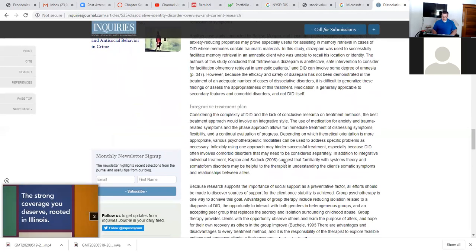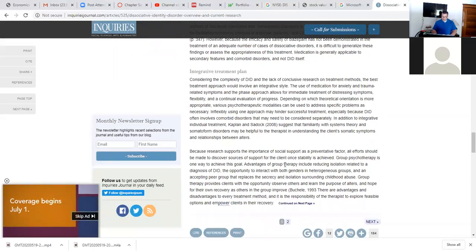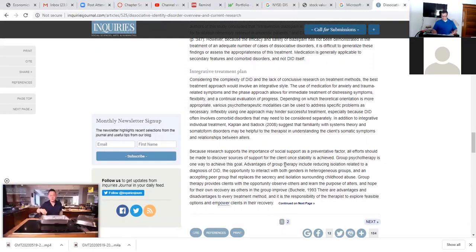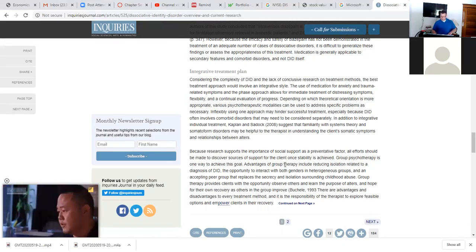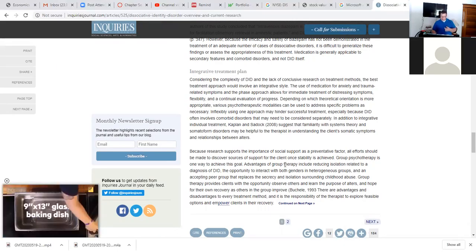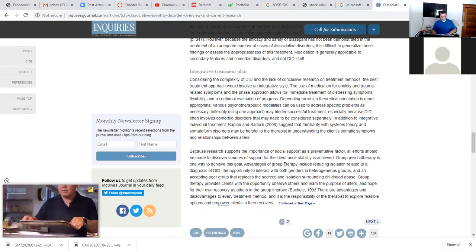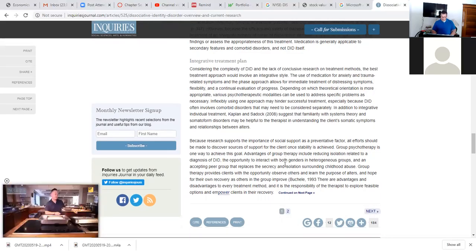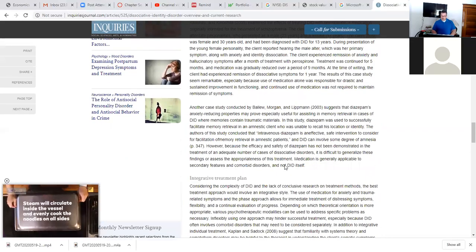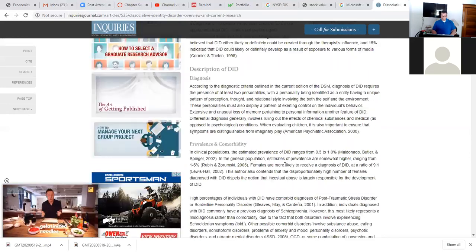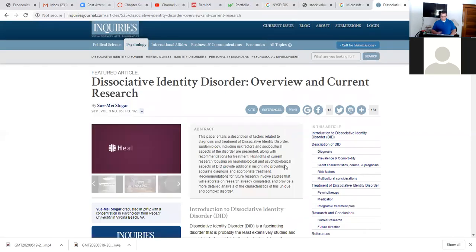It is complex. The lack of conclusive research might hinder you in the treatment. They might not have a good social support system. In the last paragraph here, research supports the importance of social support as a preventative factor. All efforts should be made to discover sources of support for the client once stability is achieved. Group psychotherapy, group therapy. So you can get kind of what the problems would be from there in regards to this disorder.